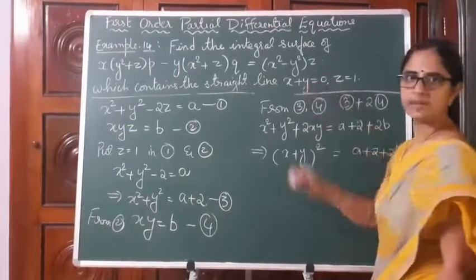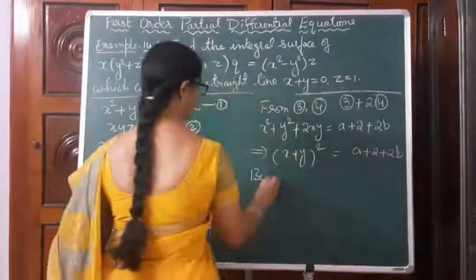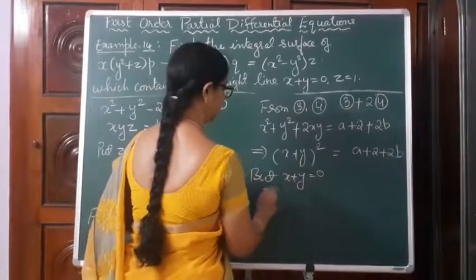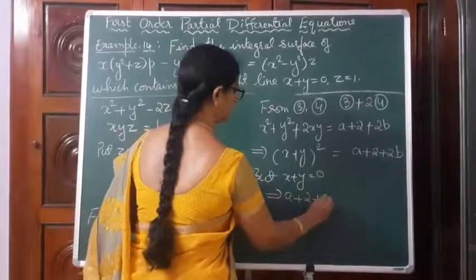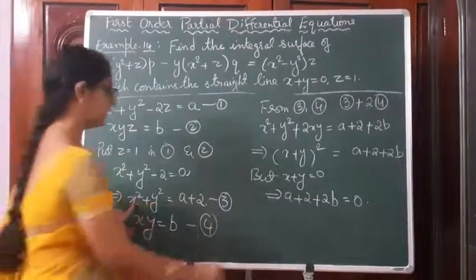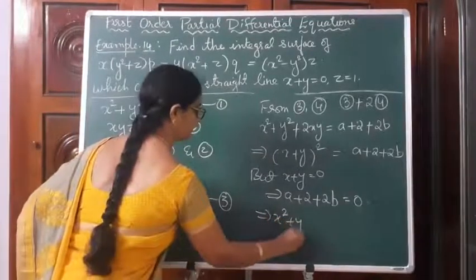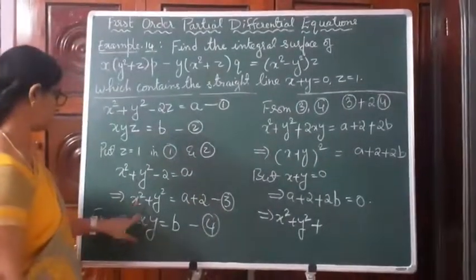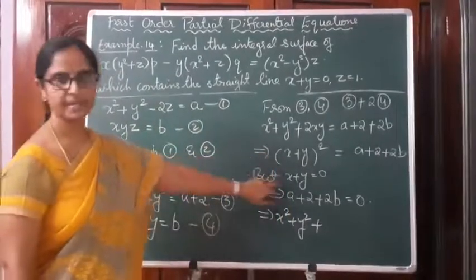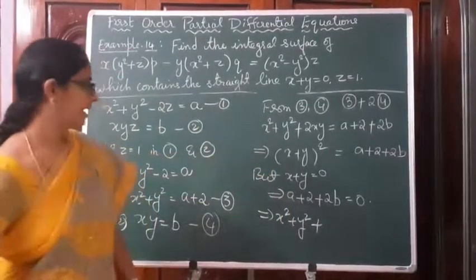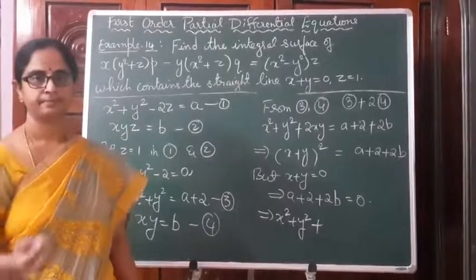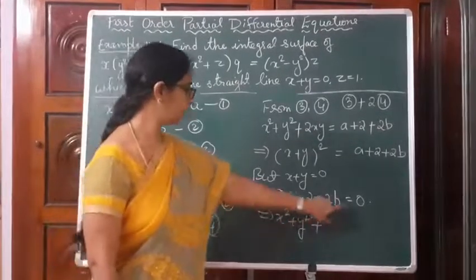But we are given that x plus y is equal to 0. Because the surface contains x plus y is equal to 0, we get a plus 2 plus 2b is equal to 0. But what is a plus 2? It is x square plus y square, plus 2b is plus 2xy, is equal to 0. So substituting x plus y is equal to 0, we obtain a plus 2 plus 2b is equal to 0.